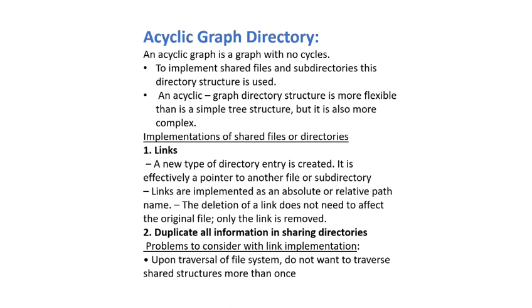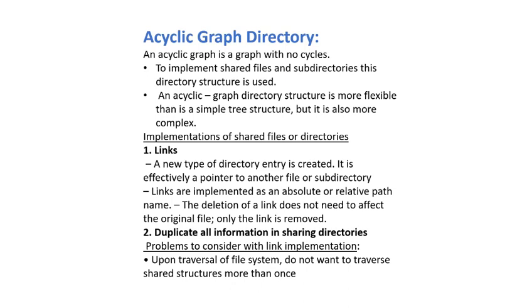Implementations of shared files or directories. One, links. A new type of directory entry is created. It is effectively a pointer to another file or subdirectory. Links are implemented as an absolute or relative path name. The deletion of a link does not need to affect the original file. Only the link is removed. And second, duplicate all information in sharing directories.